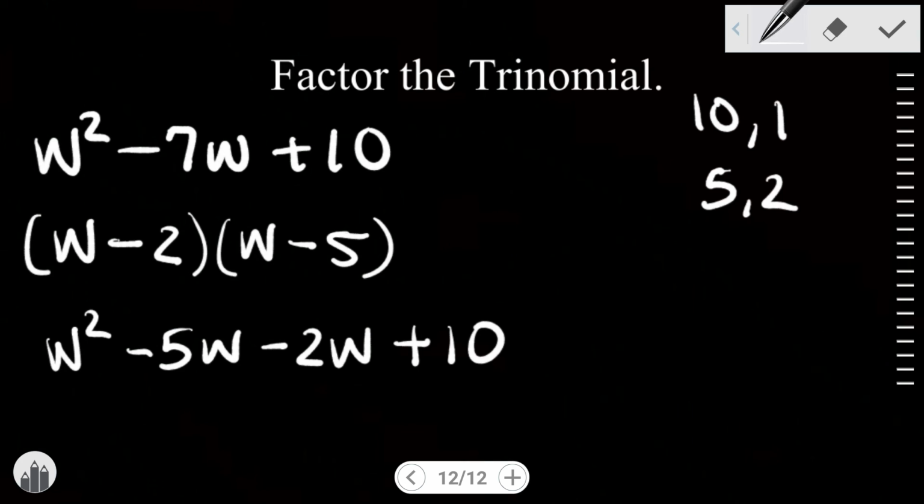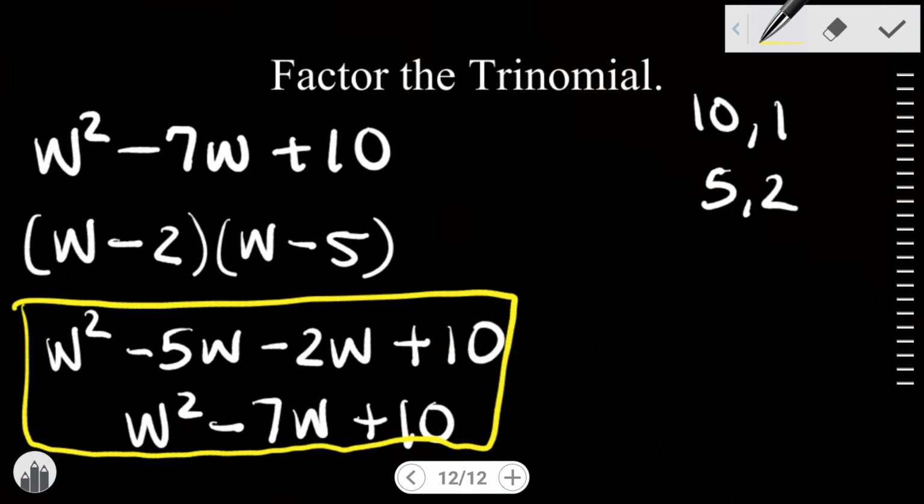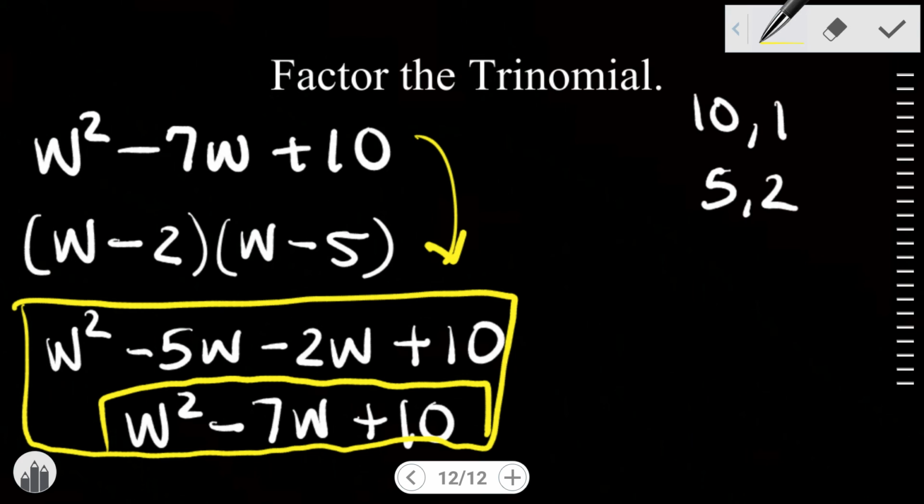Simplify this down, and it will give you negative 7w plus 10. So if you multiply these factors back together, it will get you back to that answer.